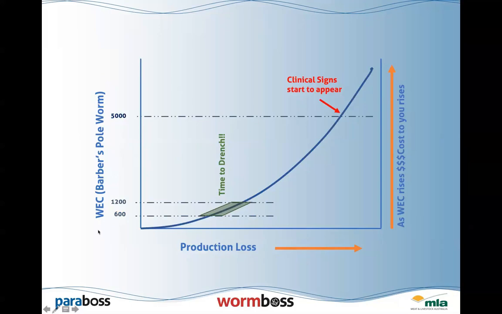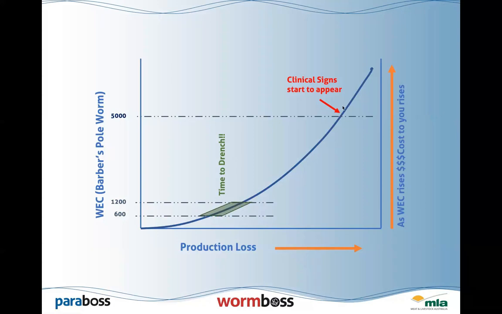Now, I'll just run you through this graph because there's a few things on here. Have a look on the left-hand side of the graph here, and we're talking about the worm egg count, and it's rising as you go up the left-hand side. And then along the bottom, we've got the level of production loss increasing to the right. And you've got this line going up here, which is that interaction between worm egg count and production loss. So as the worm egg count rises, the production loss is increasing as well.